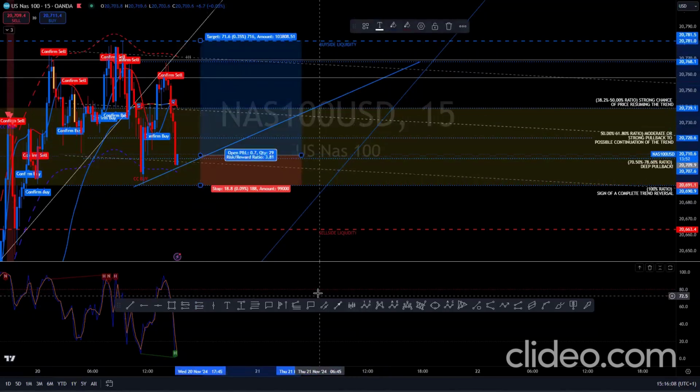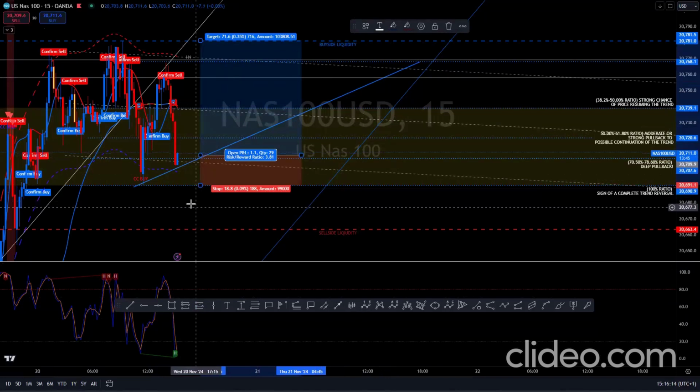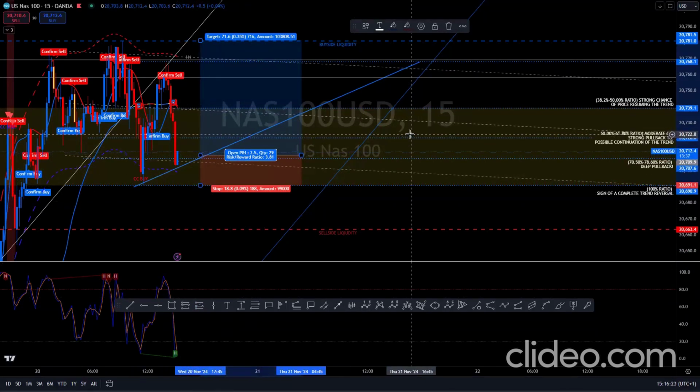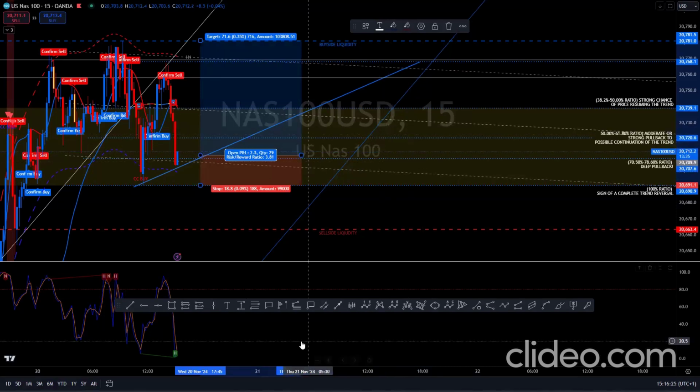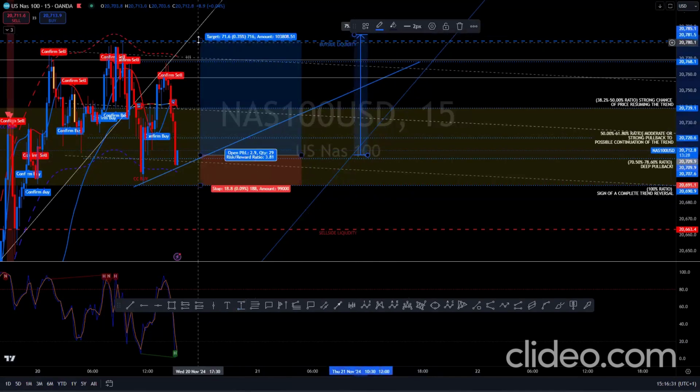Now, if price rejects one of these levels and pushes past this 100%, then I'm going to actually redraw the fib. We're going to be looking for sells instead of buys. So this is a loose.